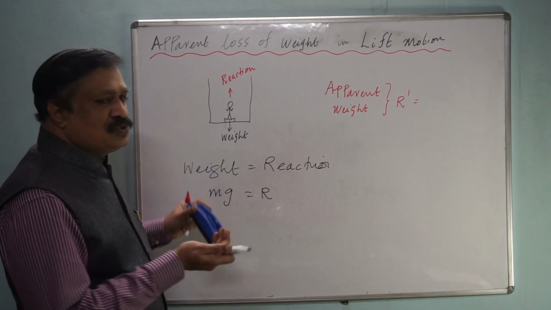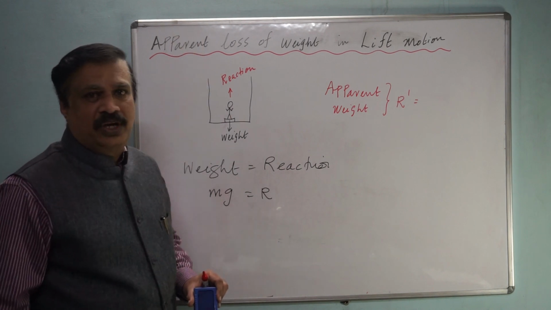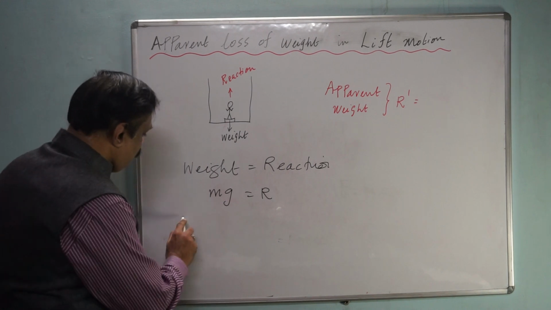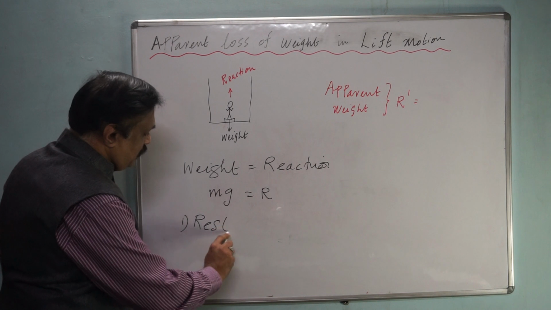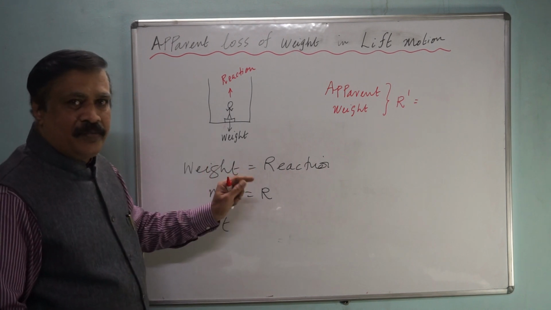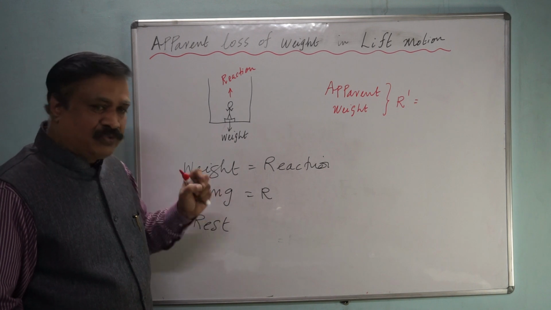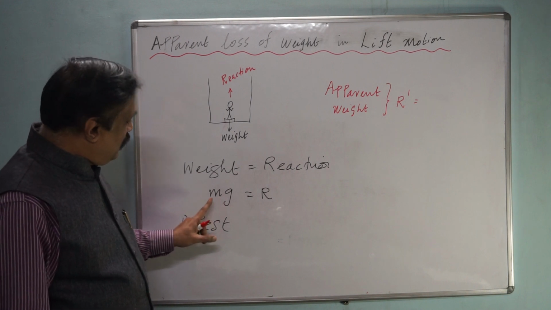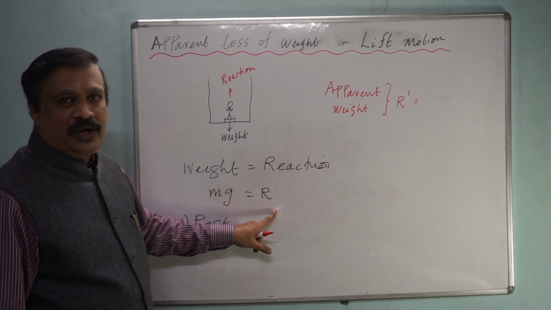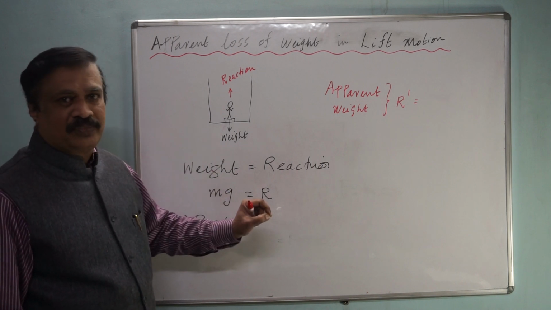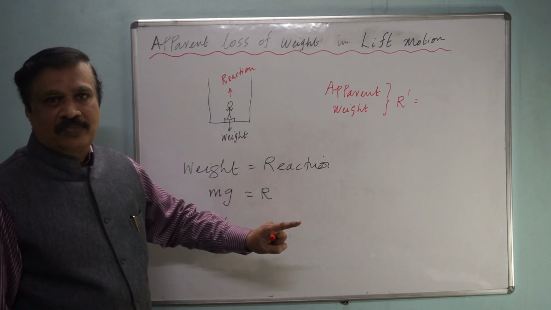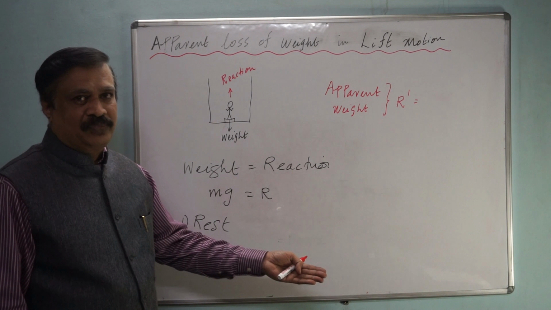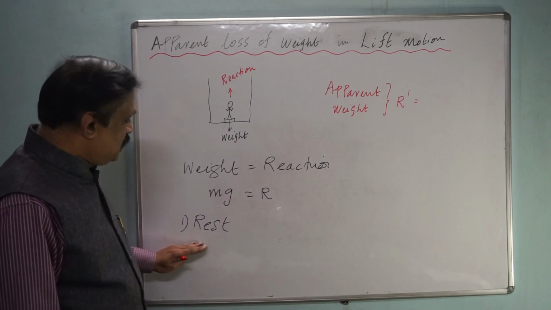Now, when the lift is moving in uniform velocity upwards, we are going to see 5 cases. 1. The lift is at rest. When the lift is at rest, there is no external force. Therefore, weight equal to reaction, therefore weight equal to mg equal to R. There is no apparent loss. The actual weight is equal to apparent weight. There is no loss of weight. Now this is the rest case.